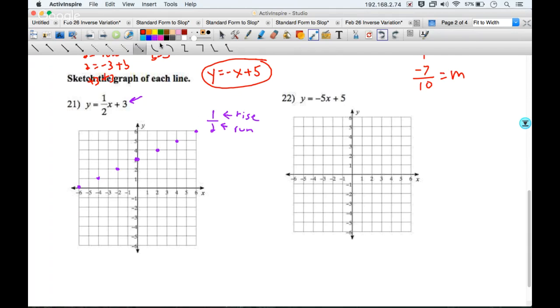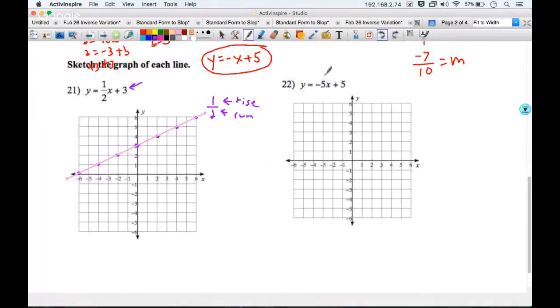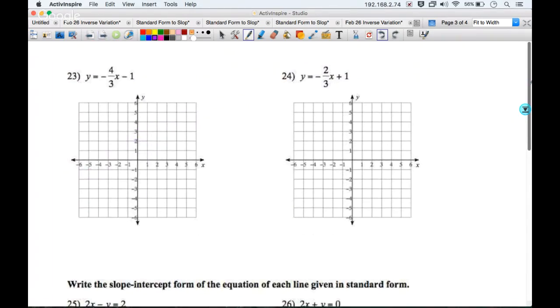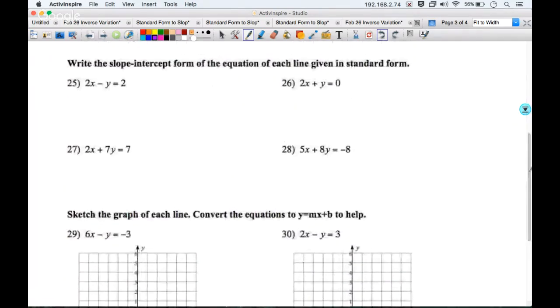Let's go ahead and get on our straight line tool, which for you might be a ruler. Connect them up. And there is your line for number 21. All right, I think you can do 22 on your own. I will just say for negative 5, that means we go down 5 over 1. I think you're good on 23 and 24.